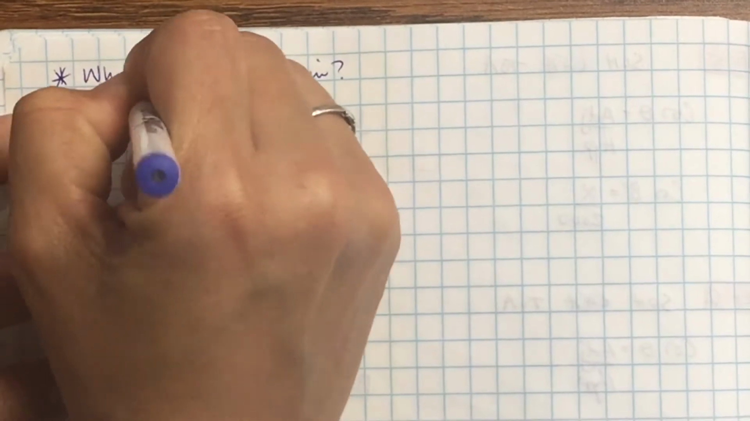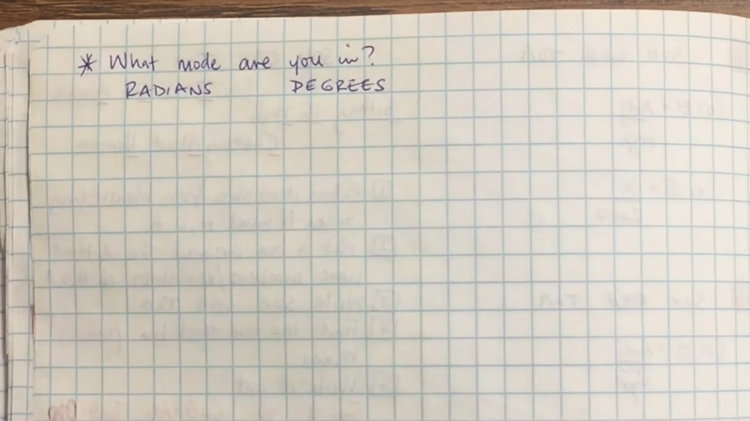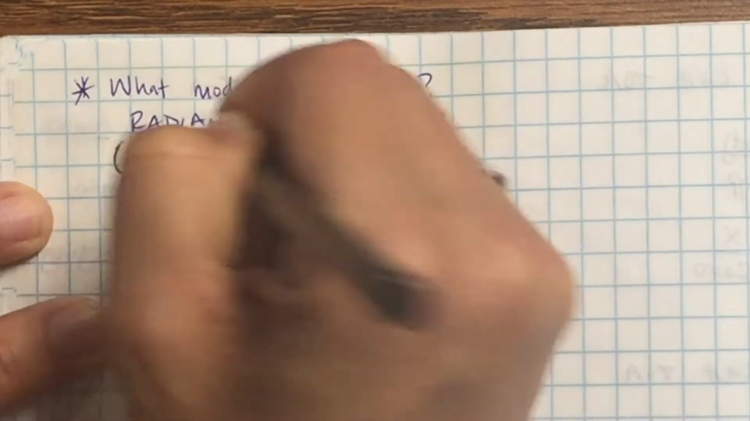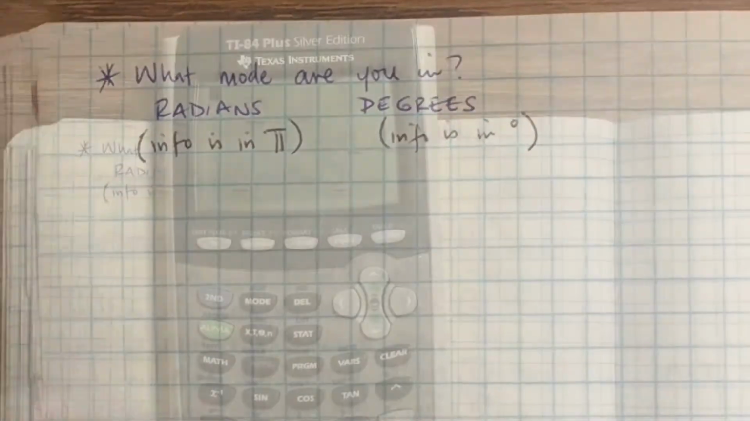Okay, so there are 2 modes. There's radians and there's degrees. And the way to remember which one you need to be in is what the question is given to you in. If the question is given to you in radians, then you need to be in radian mode. If it's given to you in degrees, then you need to be in degree mode.